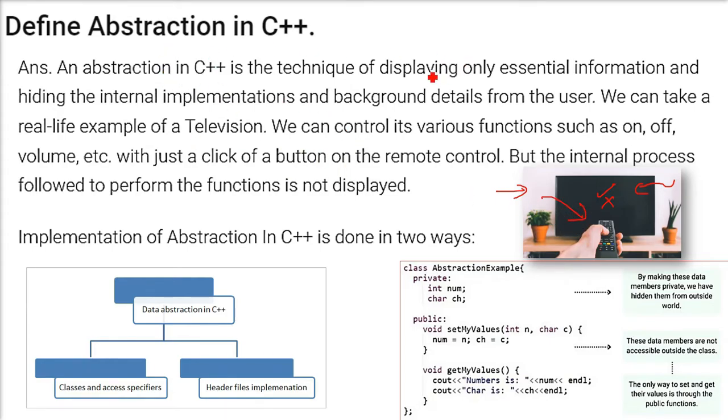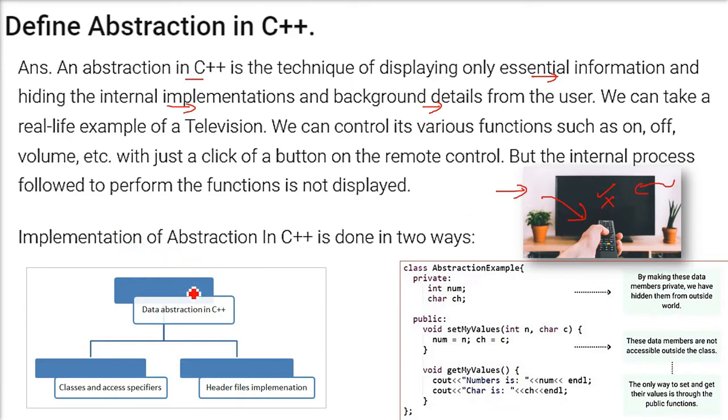So an abstraction in C++. Previously in the structural programming, everything was open. So abstraction in C++ is a technique of displaying only the essential information and hiding the internal implementation and the background details from the user. Why should we show when the user doesn't want it or he is not interested in it.